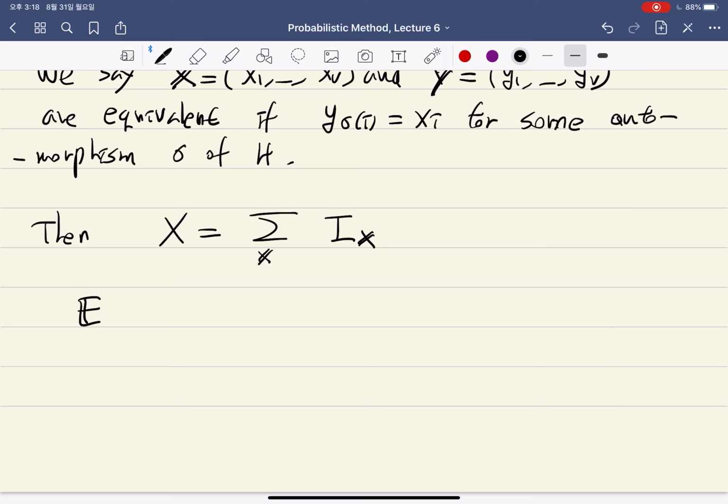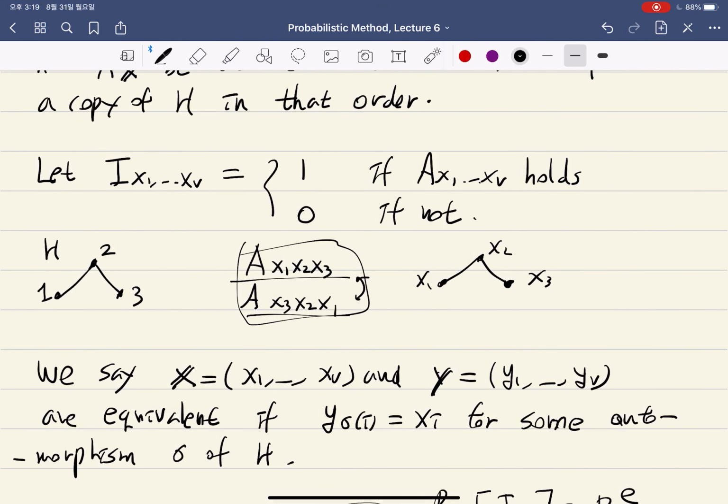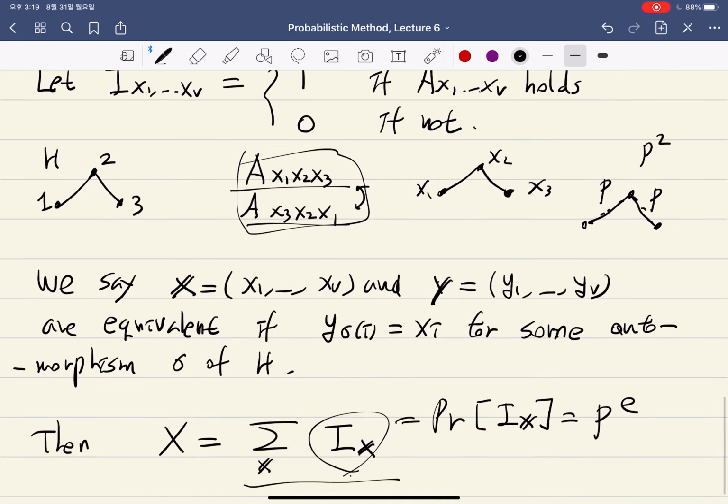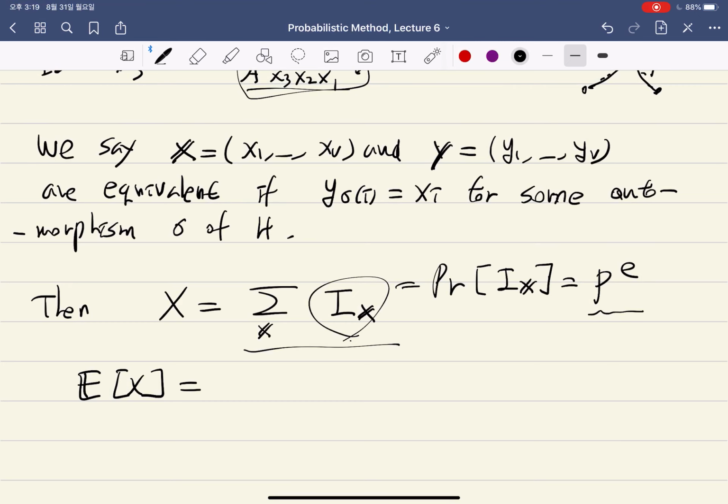Then what's the expectation of X? This is the summation over all of these, and for each of them, the probability that it happens is p to the e. So there are e edges. In this example, we want this pair and this pair to be there, and that happens with probability p and p, and they are independent, so this is p squared. So for general H with e edges, the probability is p to the e.